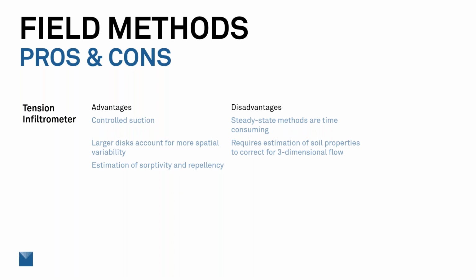One of the disadvantages of tension infiltrometers is that if you're using a steady state method, they are time consuming. And again, with most of these field approaches, your measurements typically are going to take a good amount of time in the field. And again, we have to make an estimation of soil properties to correct for three-dimensional flow.